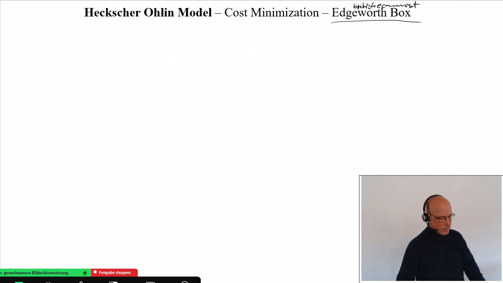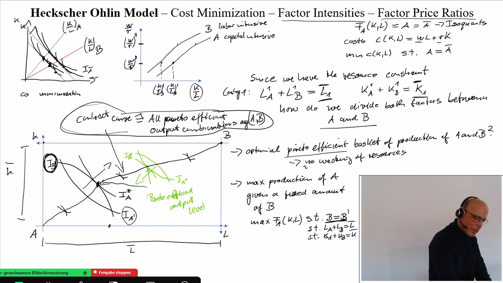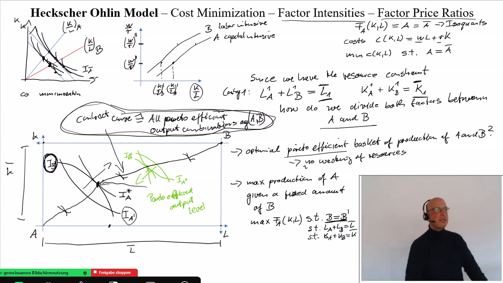Because what we have derived now are all efficient output combinations of A and B. And these output combinations now we want to represent in a diagram with A and B on the axis.